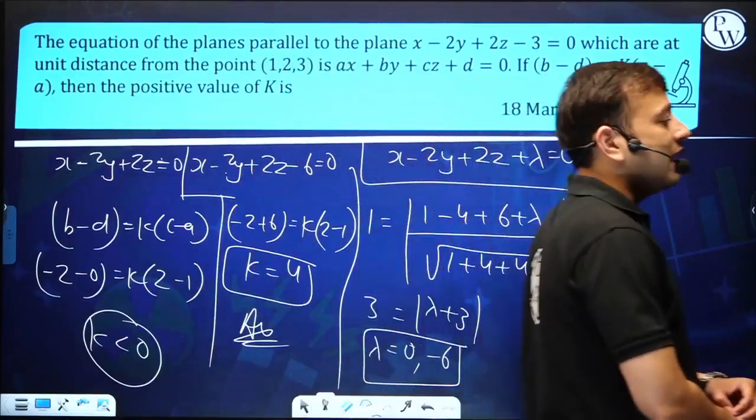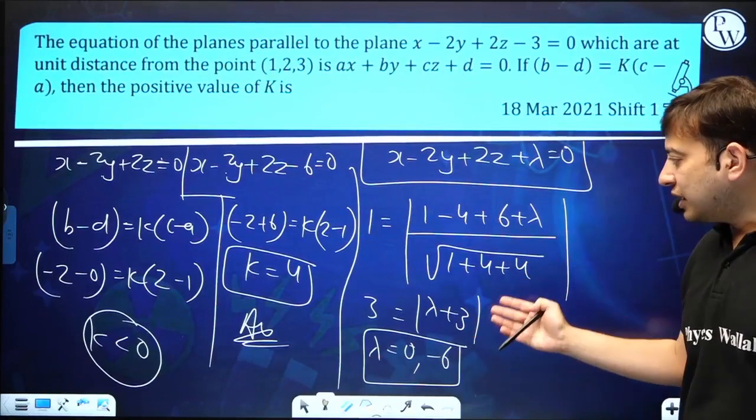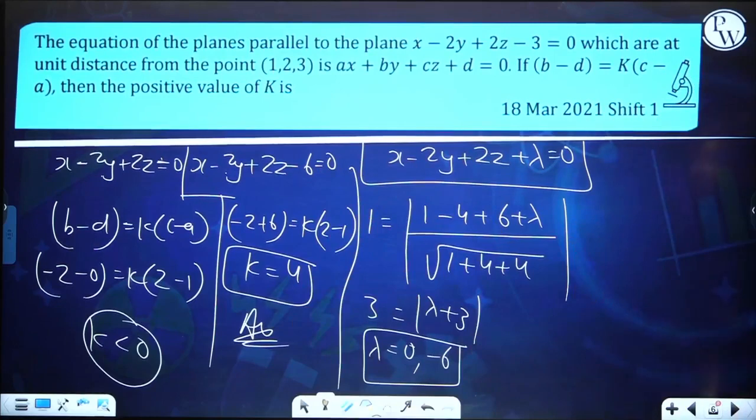This is your answer. Now what was there, sir? Just a parallel equation, then the distance formula, and then a simple calculation just to confuse you. That's it. Nothing else. Okay.